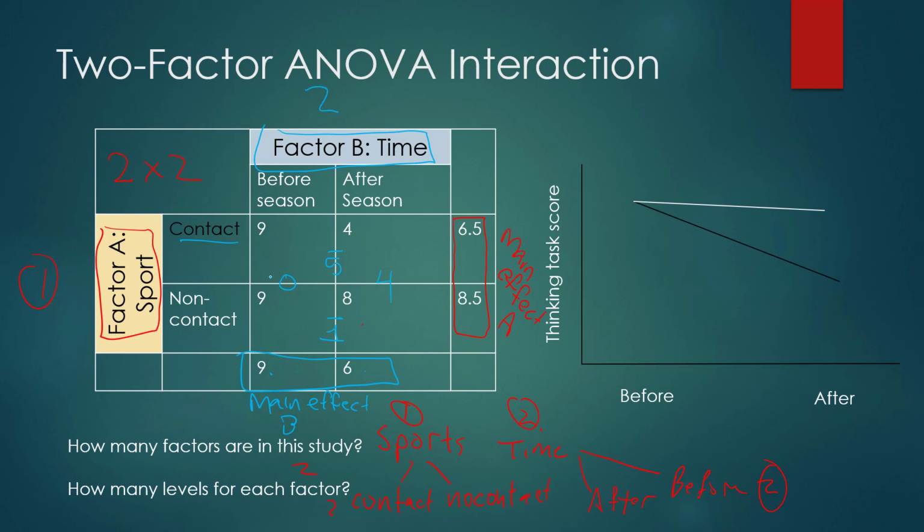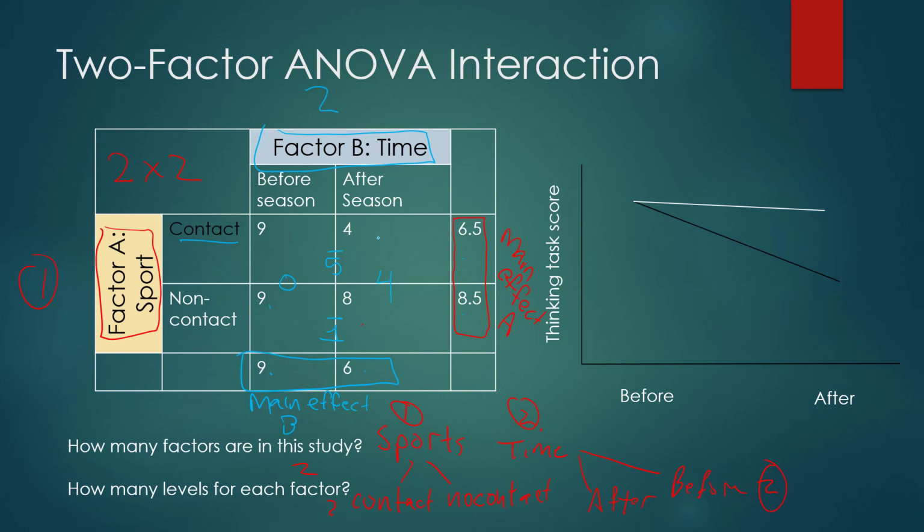We don't see a difference between contact and non-contact before the season, but we see it after the season, suggesting that this difference depends on the timing, whether it was before the season or after the season. We don't see a difference before season, but we see one after the season. So the effect of sport on conceptual thinking depends on time.